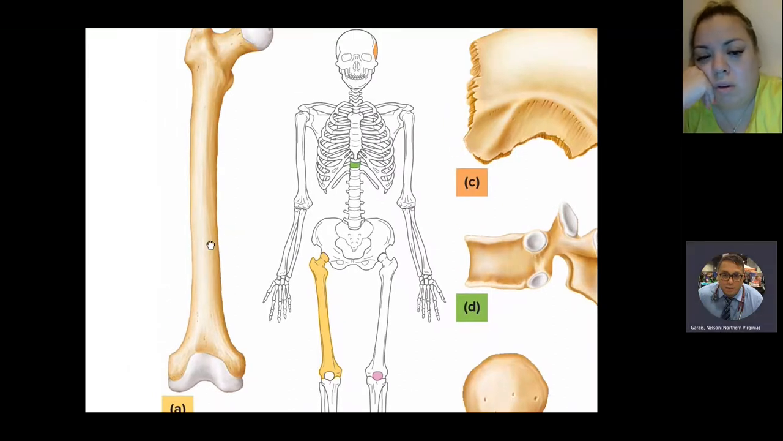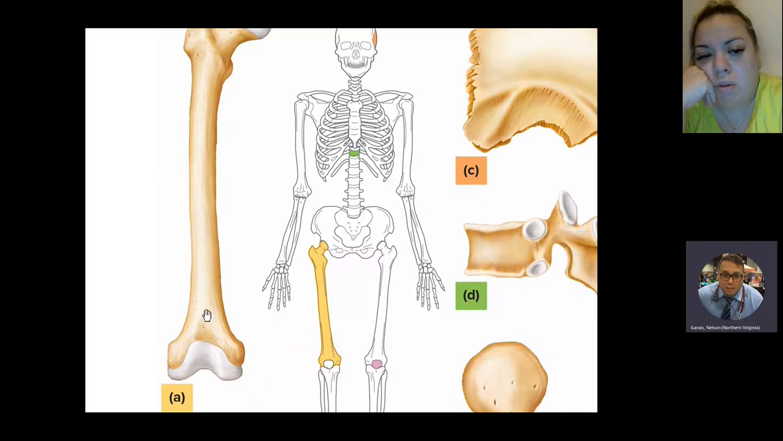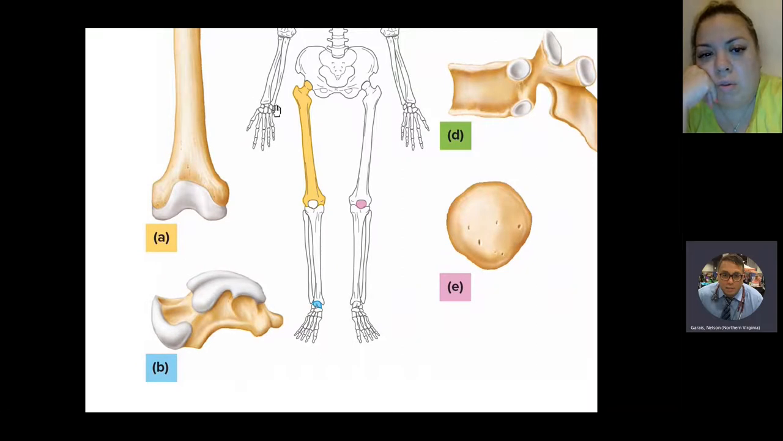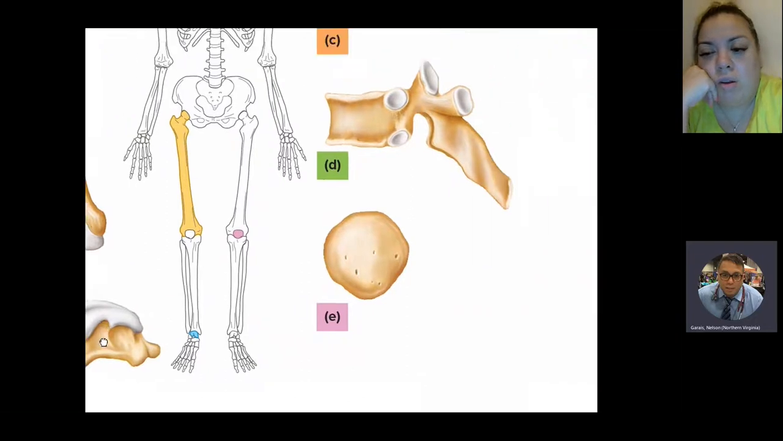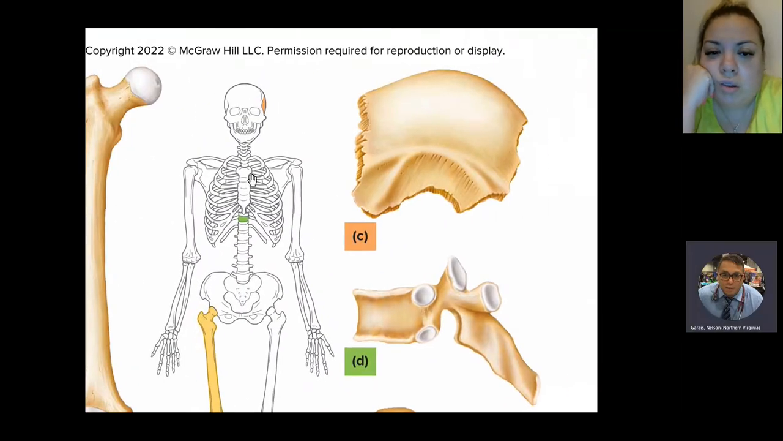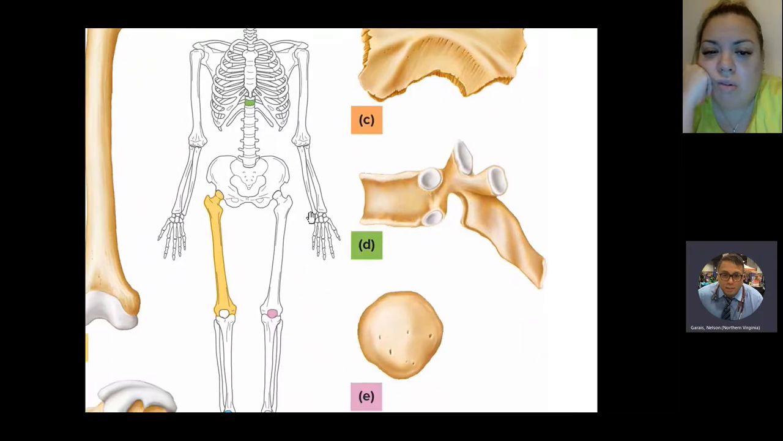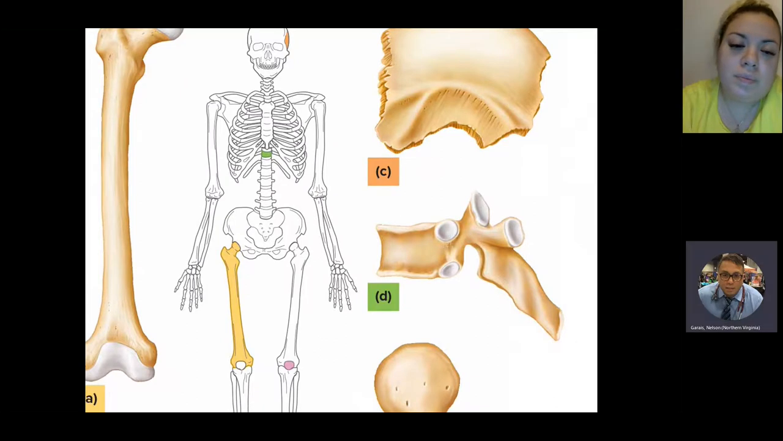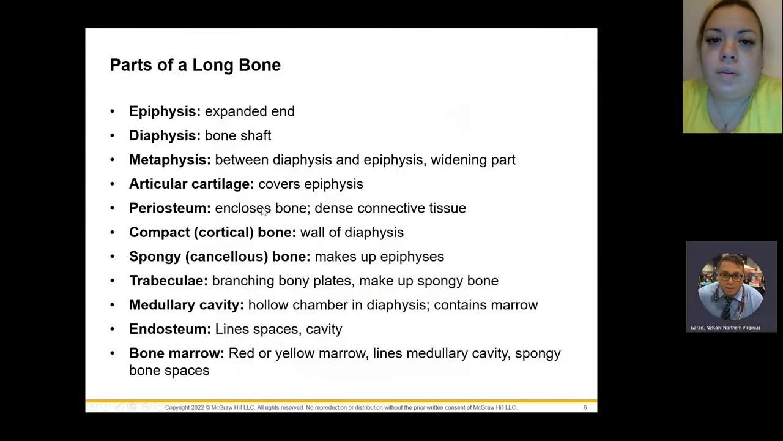So I could ask, your femur, that's an example of a long, short, flat? You'll tell me long. Your ankles or your wrists, which are your carpals and your tarsals, that's what? Cuboidal or short. Flat, think your sternum and your cranium, or your skull. Irregular, your pelvic bones and your vertebrae. And of course, your kneecap, sesamoid. Wonderful picture. Like it. Like it lots.